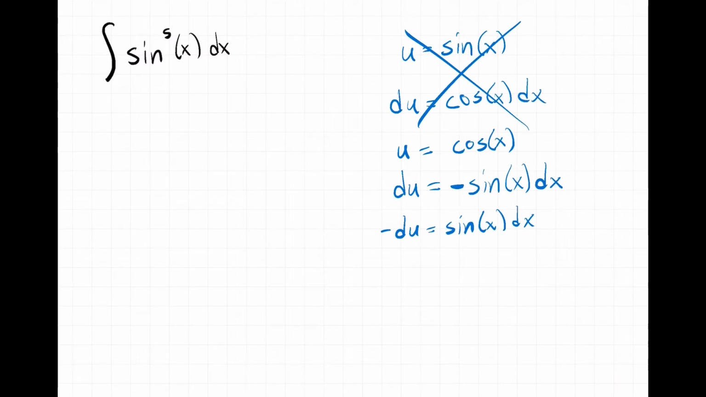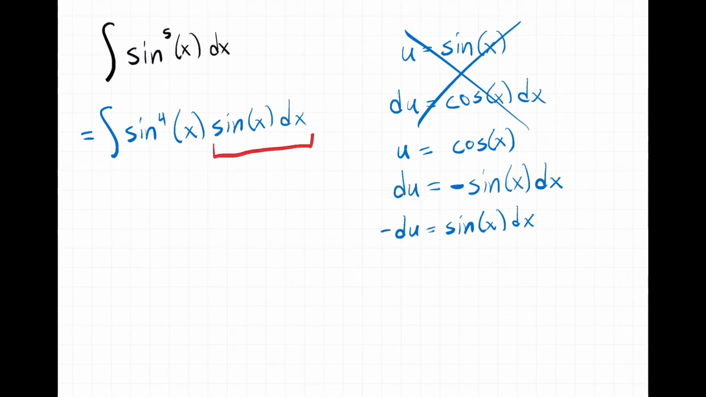So let's take our integral here. This equals the integral of, let's just split off one of those sine x's. So we have sine to the fourth of x times sine of x dx. Now, this part, our sine of x dx, can be replaced with du. And usually, the best thing to do in these kinds of problems is figure out what your du is first. That is the most difficult part to get right. So get that part right, and the rest will follow.